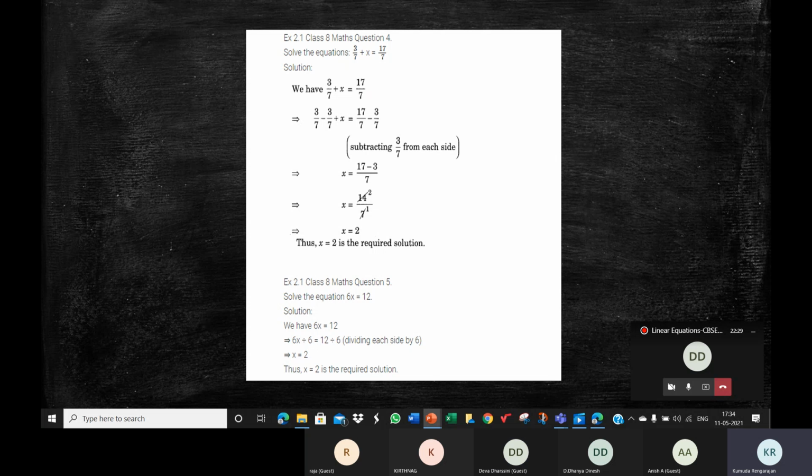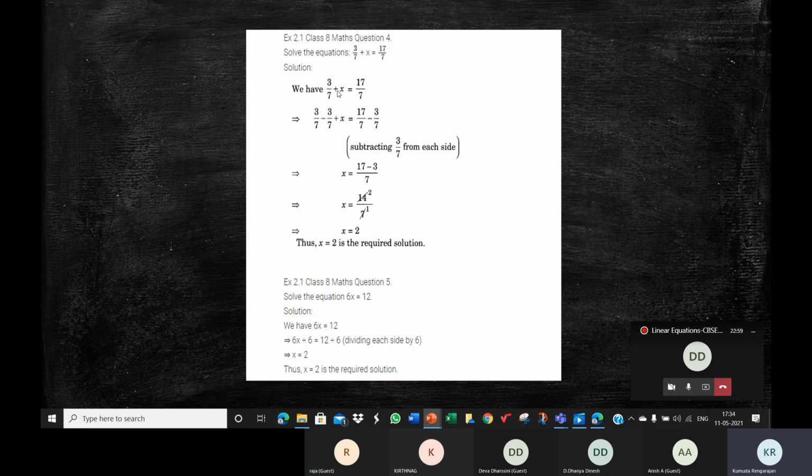If you have minus 5, plus 5 is 0. Since we have 3/7 there, how will 3/7 become 0? If you subtract 3/7. So this is the idea. The first thing is, write the equation. After writing the equation, you should identify where the variable is found, in the LHS or the RHS. And here the variable is in the left hand side.